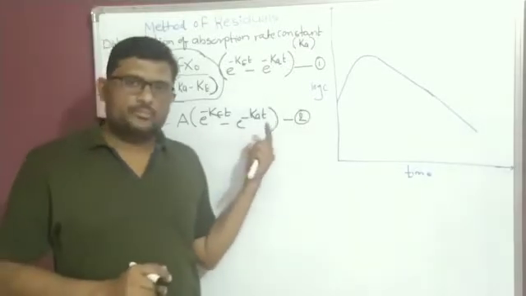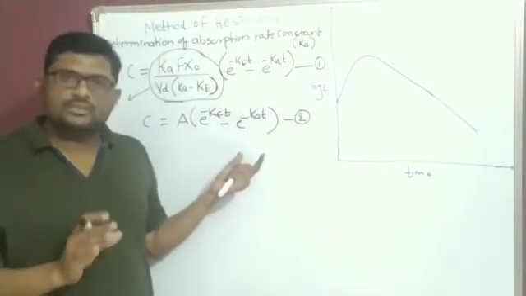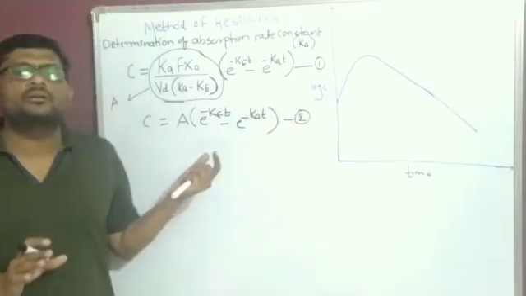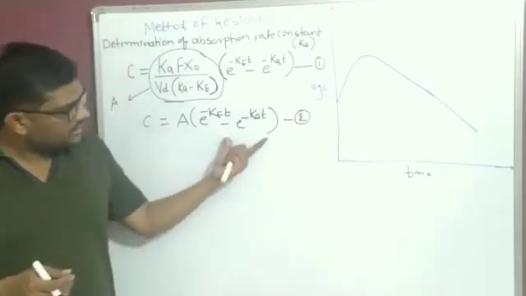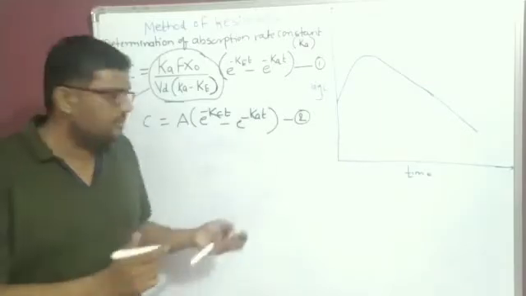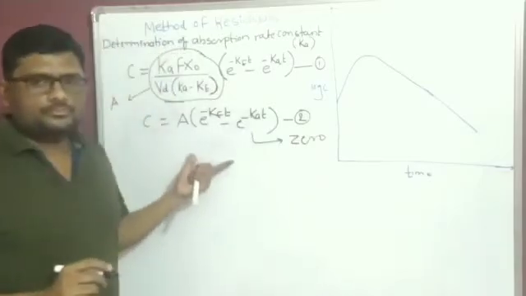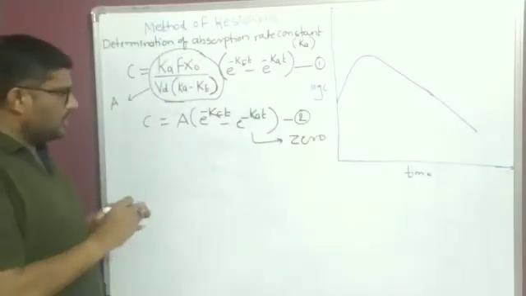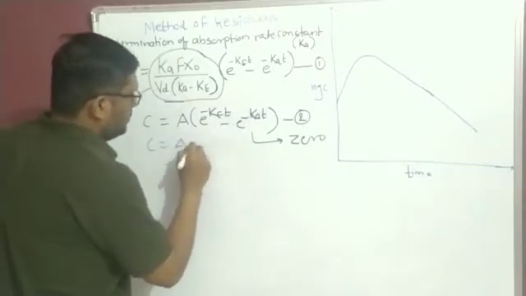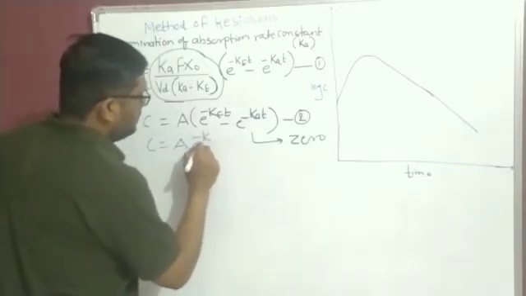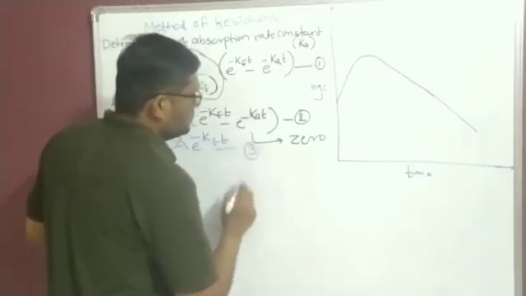Now here, during the elimination phase, absorption has completely stopped. No absorption is taking place. At that time, the second exponential becomes 0. So the equation becomes C = A e^(-Kt). Consider it as equation 3.